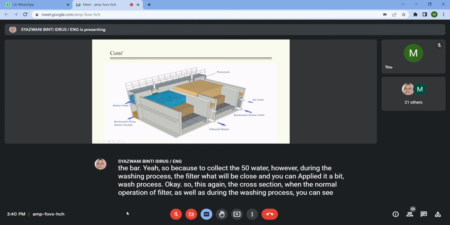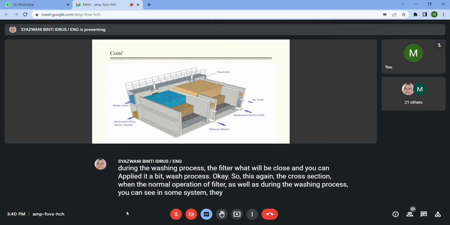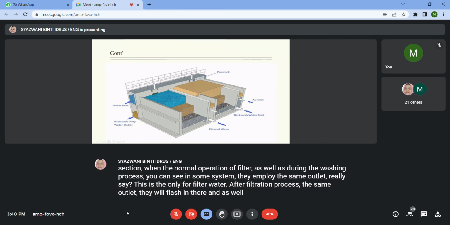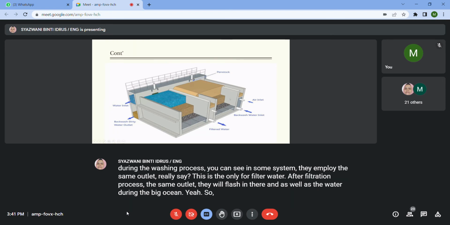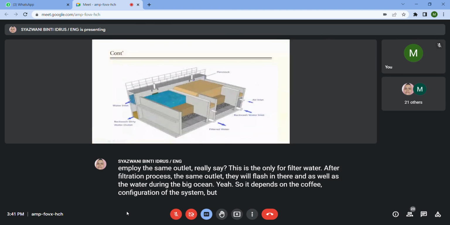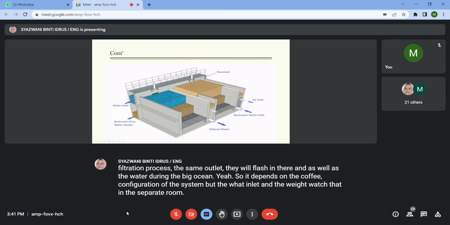Okay, so this is again the cross section during normal operation of the filter as well as during the backwashing process. You can see, in some systems they employ the same outlet. Let's say this is the outlet for filter water. After the filtration process, through the same outlet they will flush in the air as well as the water during backwashing. It depends on the configuration of the system, but the water inlet and the backwash dirty water outlet are in a separate room lah.